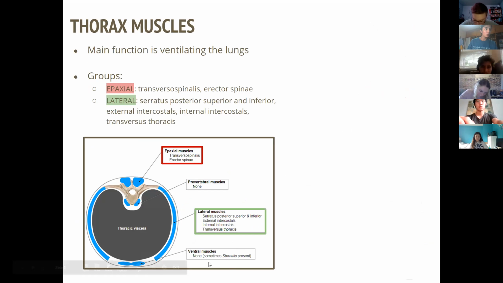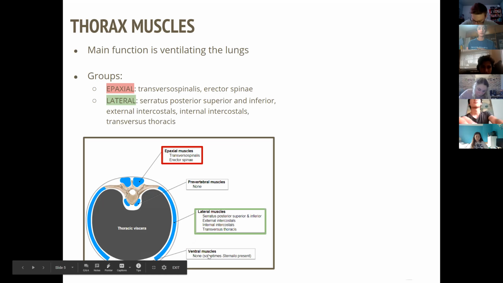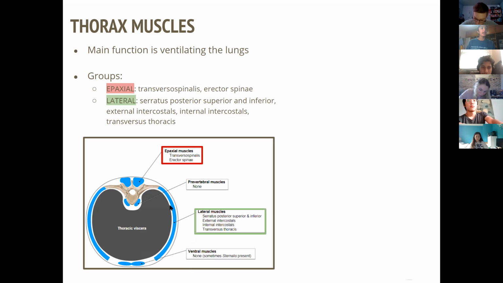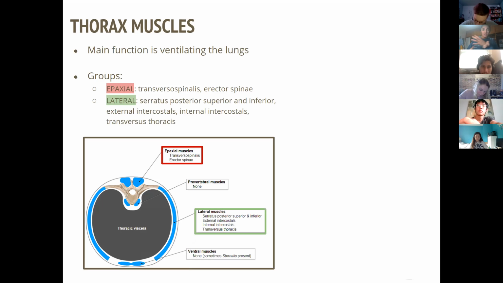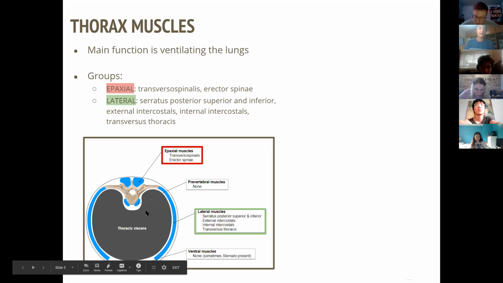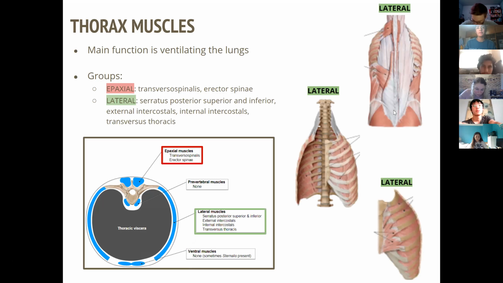So when we look at the thorax, in general, we say that it has only the epaxial groups and the lateral groups. So just like Dee Dee was saying, we have a lot of intercostals at this point, and we know that intercostals have to do with between the ribs. So these muscles are all laid out between the ribs and help us to protect our thoracic viscera. Okay, so here are some pictures. I don't know why they're very blurry, but these are from the lab text.